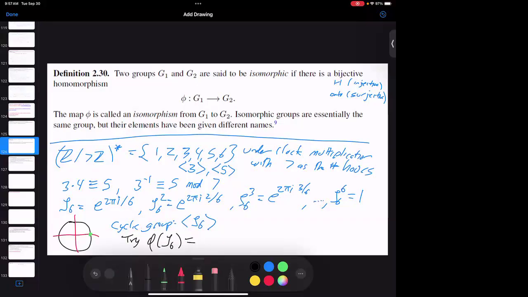You want to make sure you get everything. What would be a bad thing to try? That's not going to lead to getting everything. Whatever you give it, that's what it's being sent to. Which number from 1 to 6 would be very bad if you want to get everything? 1. If you send zeta of 6 to 1, then everything is sent to 1. So would that be a group homomorphism?